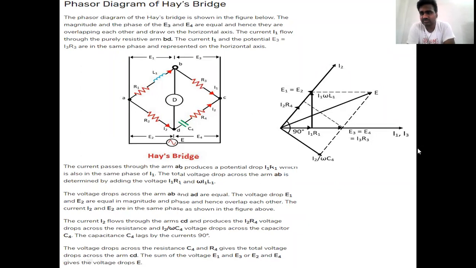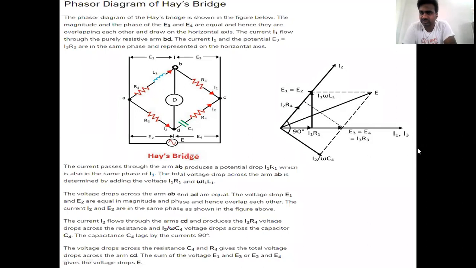The main disadvantage with Maxwell's bridge is that it is only used to measure inductance at low quality factors. In order to improve that, we have proposed the concept of Hay's bridge, which is used to measure inductance at a higher quality factor than Maxwell's bridge. We have seen the numerical analysis, construction and objectives in the previous class.